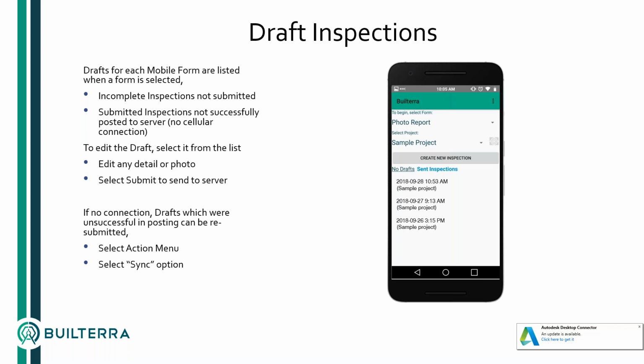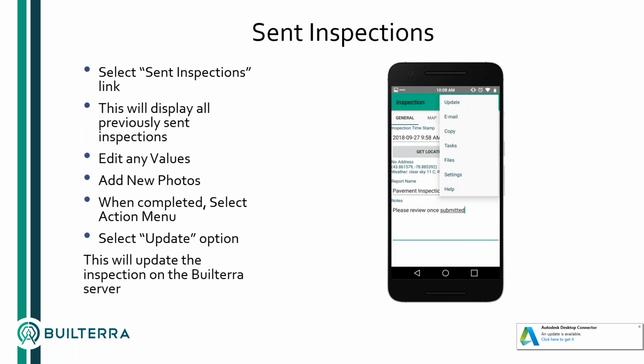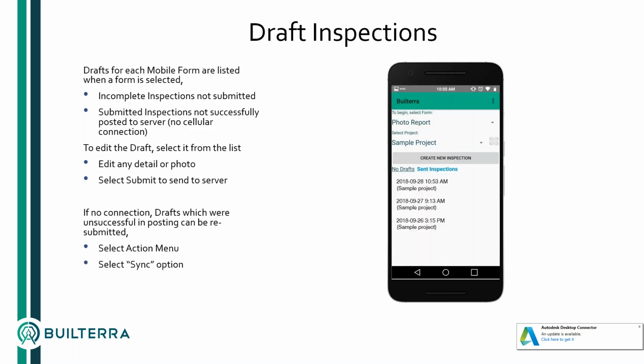So when you select sent inspections, it will load the inspections that have already been sent into the same list. You'll pick it, and then you can change whatever you need to change. And then rather than resubmit, there's an option called update. And update will change the record that's been already submitted to Builterra. So you have good control over the editing process when you use this sent inspections option.